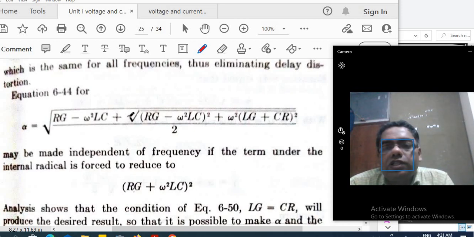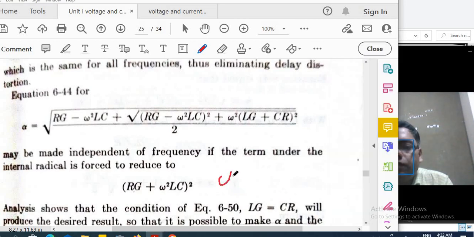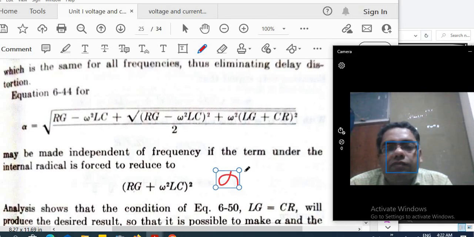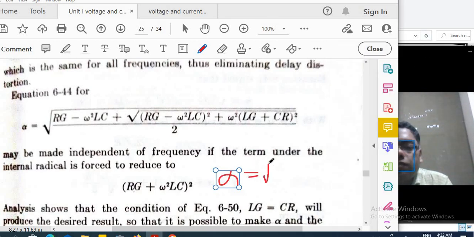So what is inside the second square root, if I make this a square, then the square root and square will cancel and I will get RG plus omega square LC. Then the minus omega square LC and plus omega square LC will cancel out. I will get twice RG, divided by 2, so alpha will become root of RG.